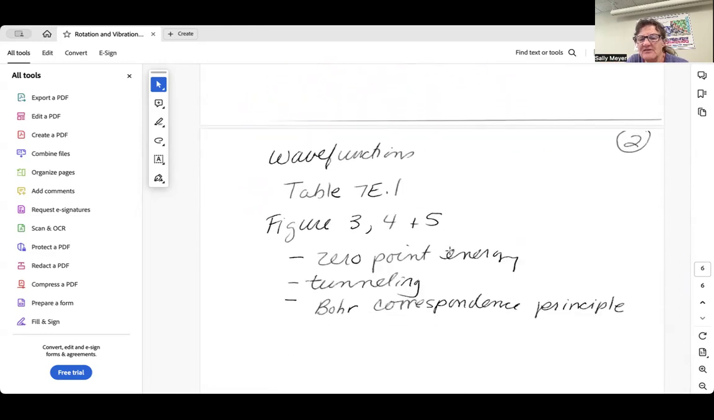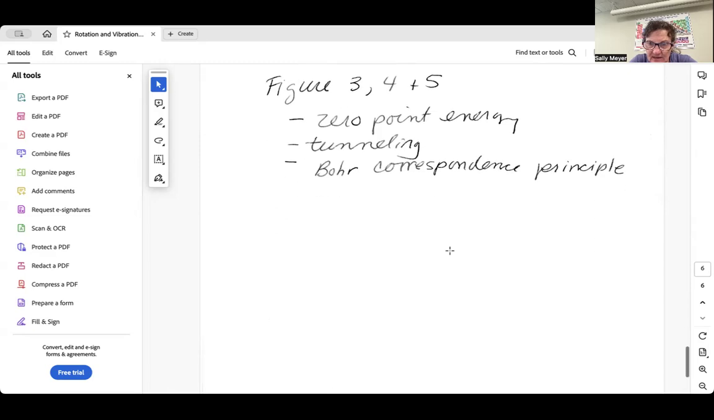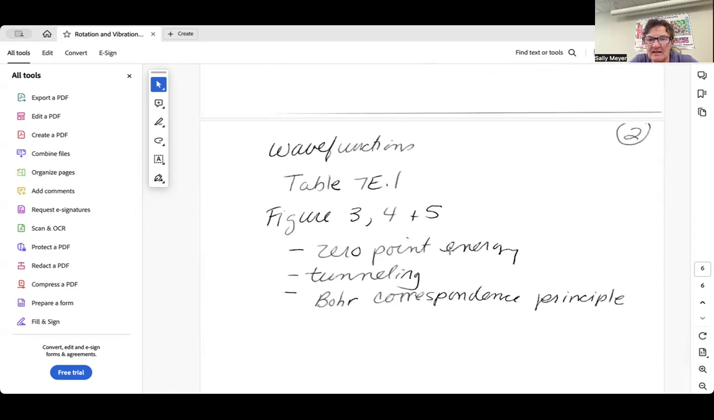The wave functions are given in a table, and they're a function of a Gaussian and a Hermite polynomial. So let's take a quick look at the figures that show us those wave functions so we can get an idea of what they're telling us. Number one, we'll find they have zero-point energy. Number two, we'll find that the particle can tunnel. And number three, we'll talk about something called the Bohr correspondence principle. So let's go to those.